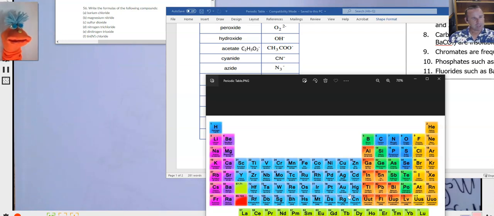All right, where are we at? Sulfur dioxide, nitrogen trichloride. Wait, what did we just do? We just did barium chloride again?